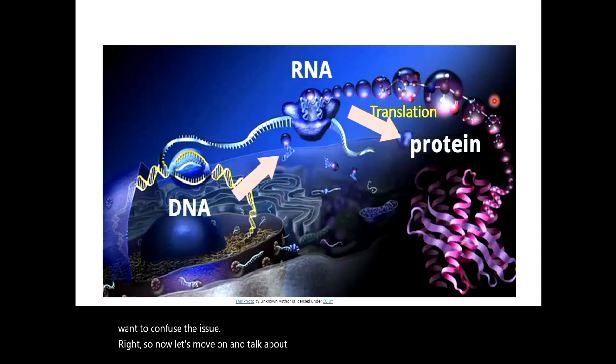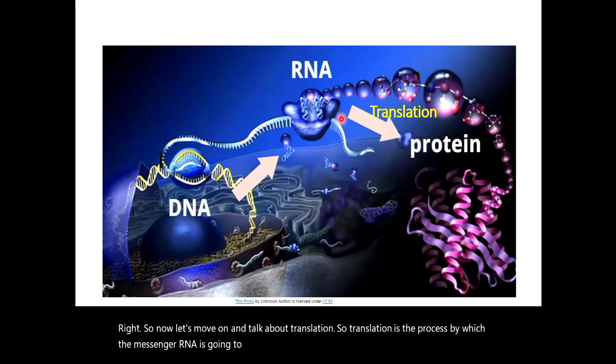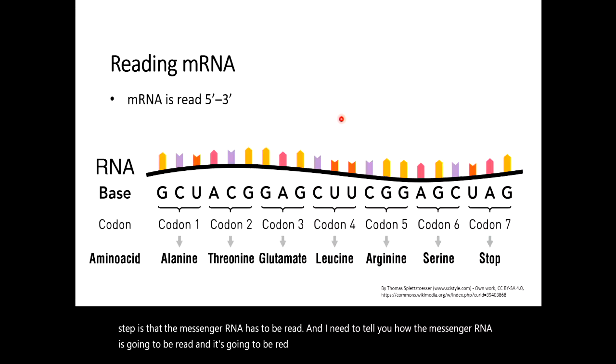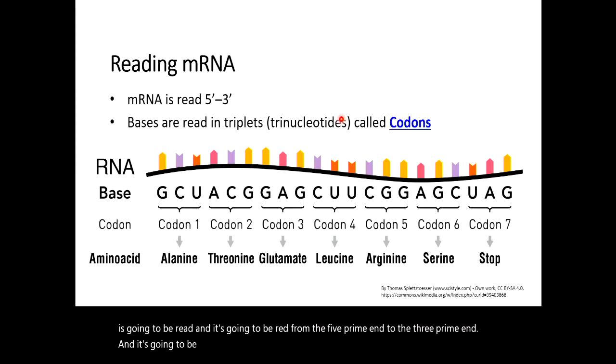Translation is the process by which the messenger RNA is going to be used to make the specific type of protein. The very first step is that the messenger RNA has to be read, and I need to tell you how the messenger RNA is going to be read. It's going to be read from the 5' end to the 3' end, and it's going to be read 3 bases at a time, right? And so we see that these bases are read in triplets, and the name for these triplets is known as codons.